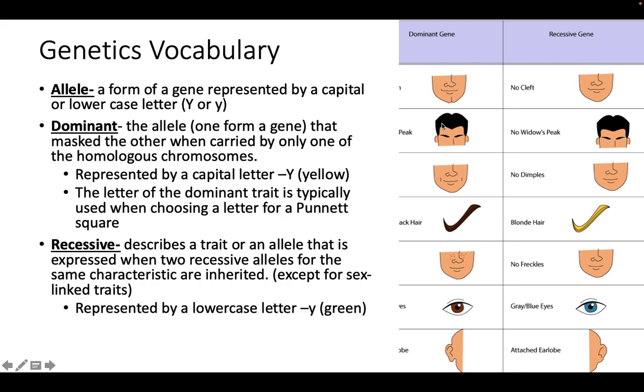Now here we've got a table that shows some of the dominant genes versus some of the recessive genes. Clearly that got cut off, but you can tell your differences from one to the next.